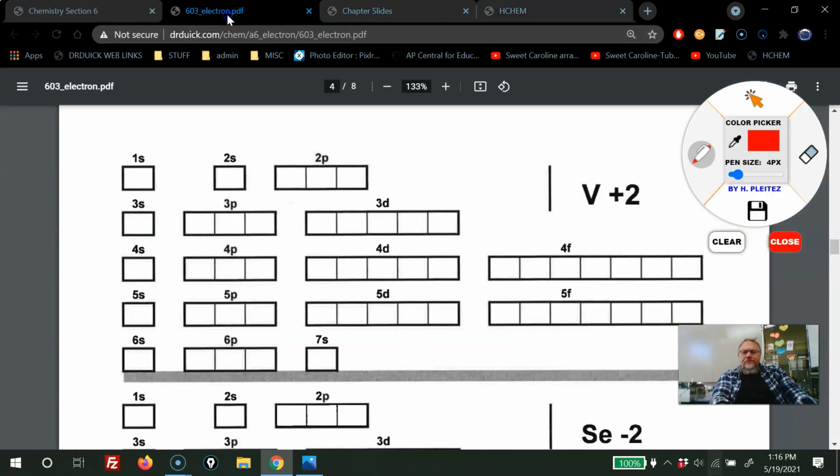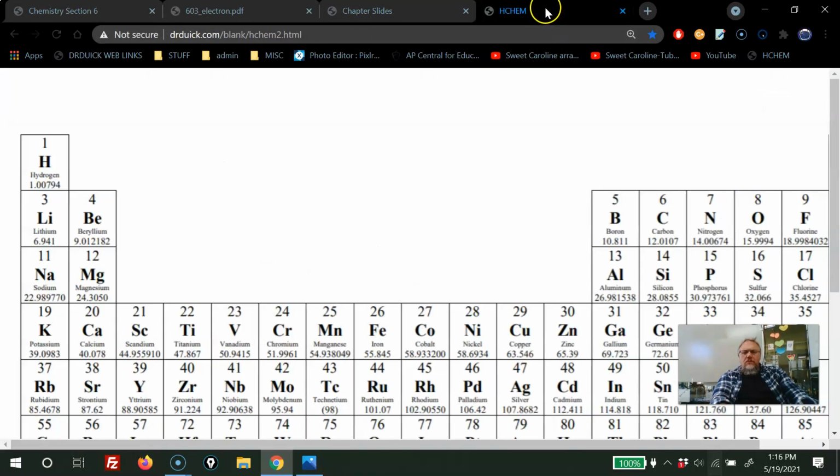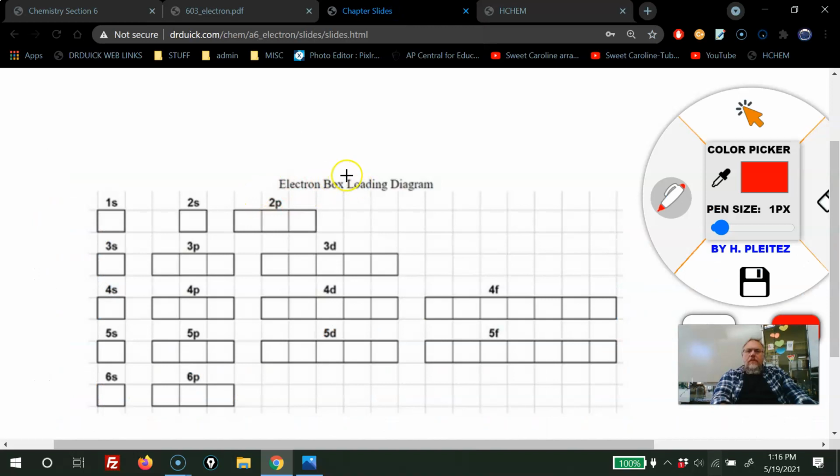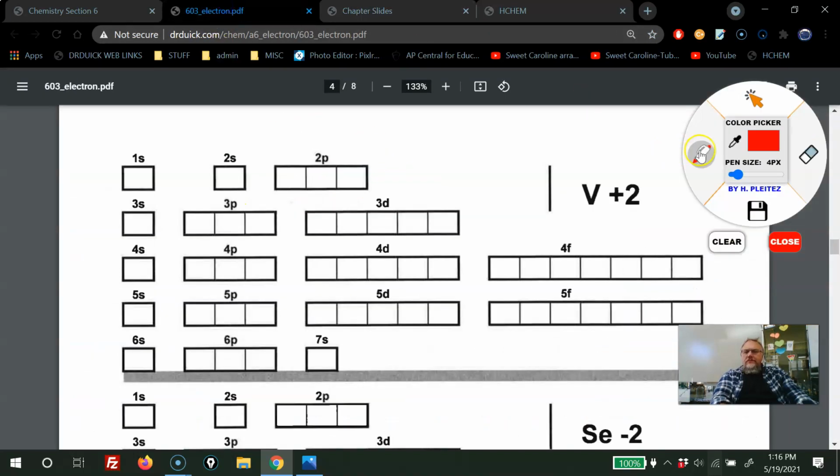I'll do one more. I'll do vanadium plus 2. So I look at my periodic table. I see vanadium is right here. Okay. So we can look. 1s2, 2s2, 2p6, 3s2, 3p6, 4s2, 3d 1, 2, 3. Right. So let's take a look. How would this thing look? Where is it? Here. All right.